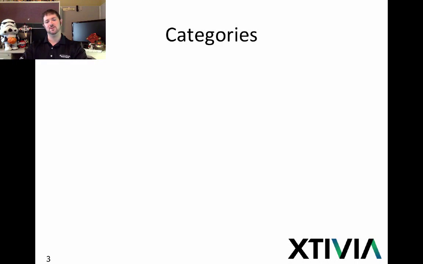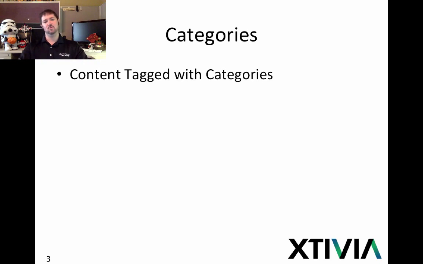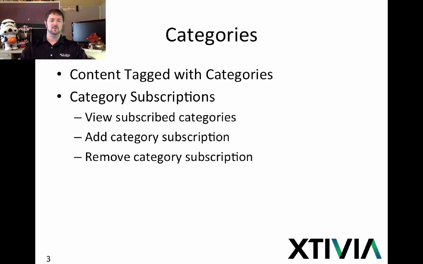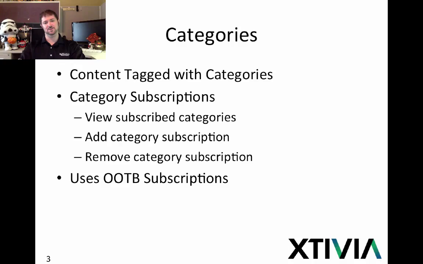The next thing we're going to show is how we have implemented categories in the mobile application. Content in the portal can be tagged with categories. That's nothing new. What we've done is we have also allowed the user to subscribe to categories. They can view, add, remove subscriptions to the categories. Behind the scenes, what this is using is the out-of-the-box subscription layer in Liferay on the category asset. So let's show what that looks like.